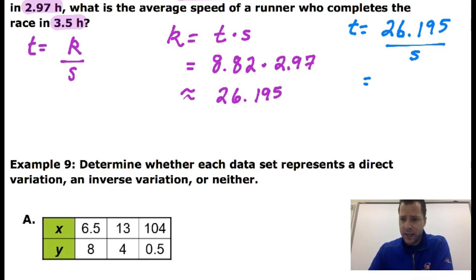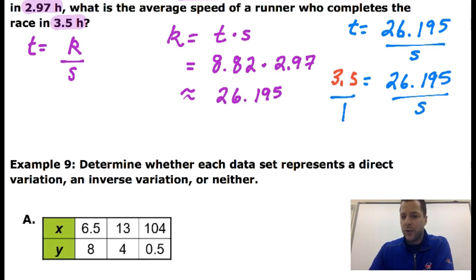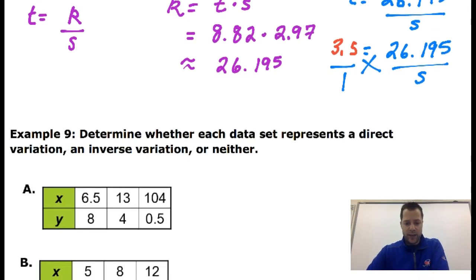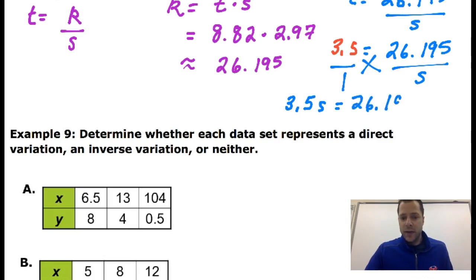So now we have t. Okay, so we have 3.5 equals 26.195 over s. Okay, so we're going to make a proportion. You're going to cross multiply. Okay, and then we're going to hopefully not run out of space, and you're going to have 3.5s equals 26.195. Okay, and you solve for s by dividing each side by 3.5, and you get s is equal to 7.48 miles an hour. Okay, and that's our final answer.